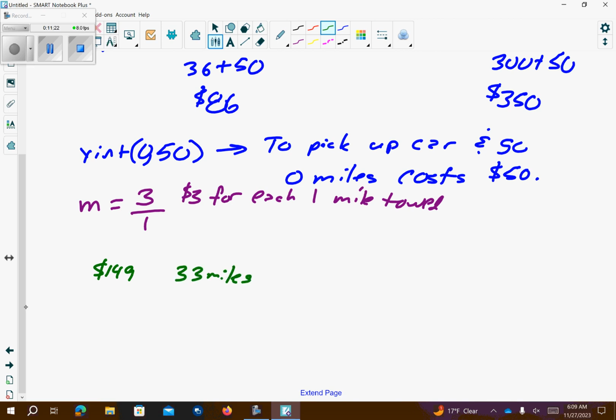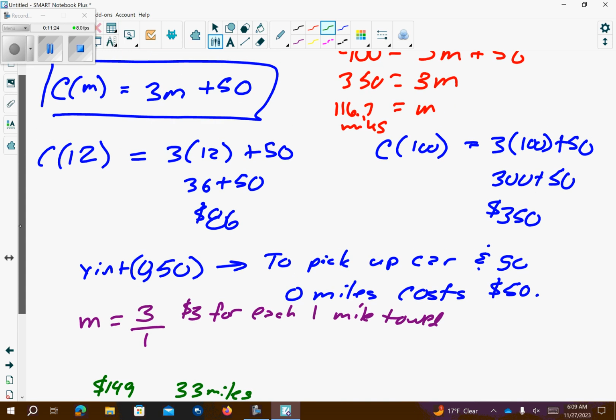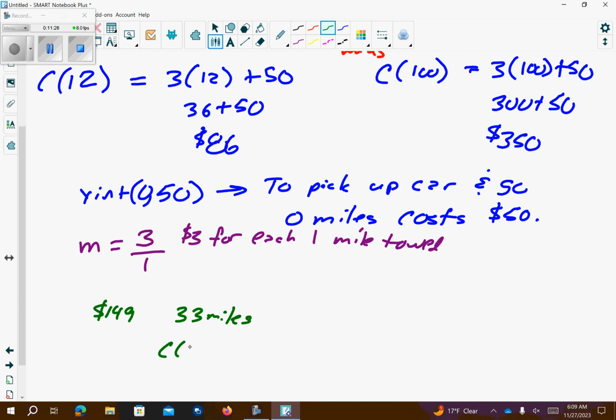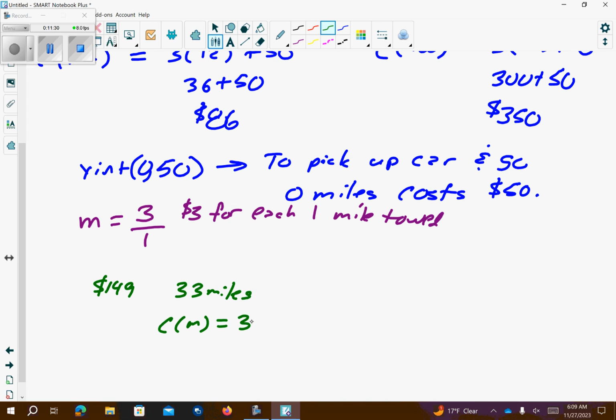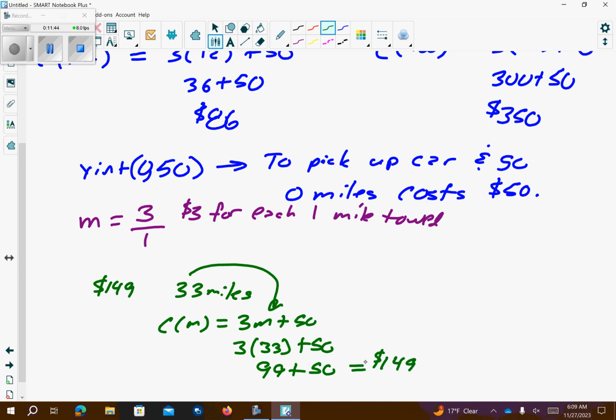So what I can do is, I know my equation was C at M equals 3m plus 50. So I'm going to take the 33 and plug it in there. So 3 times 33 plus 50, which is 99 plus 50. If I add 99 and 50, that comes out to 149. They said they were charged 149. They were not overcharged.